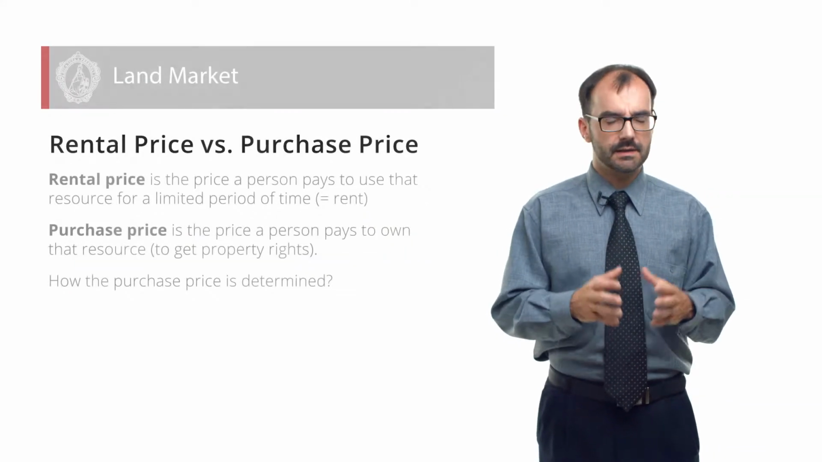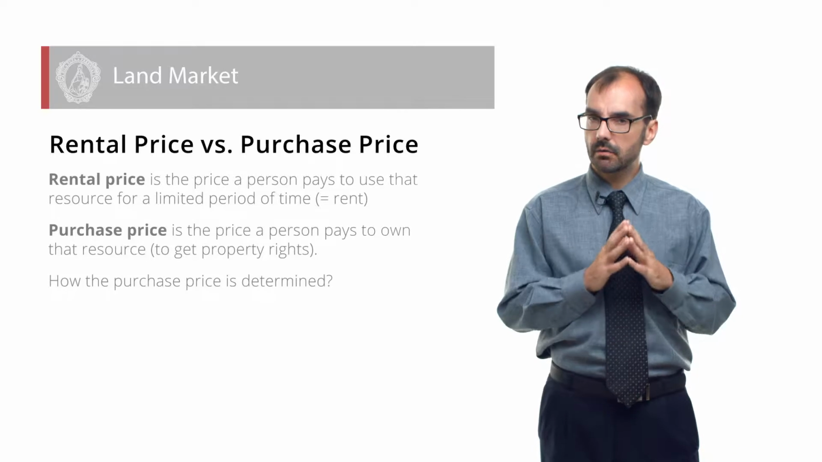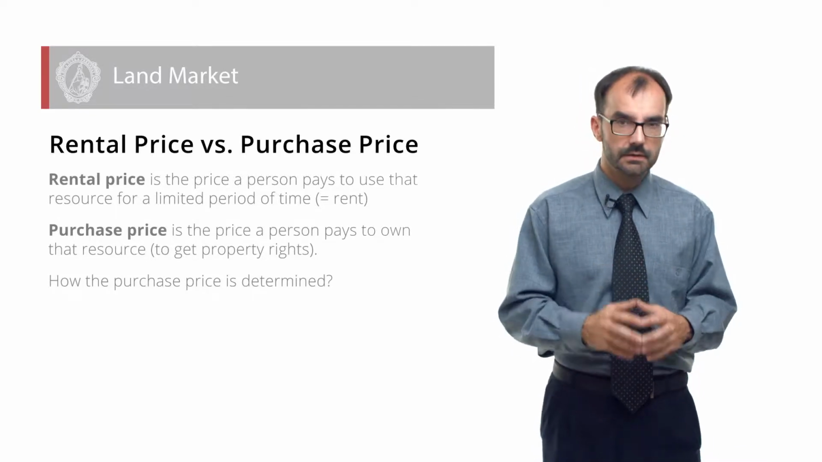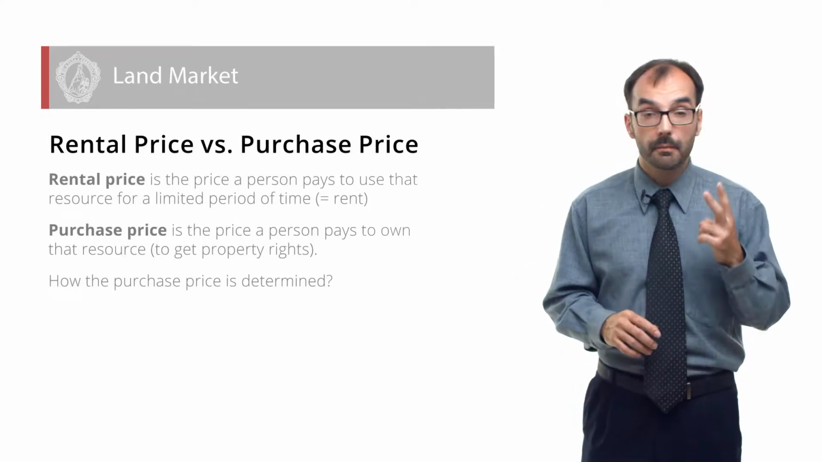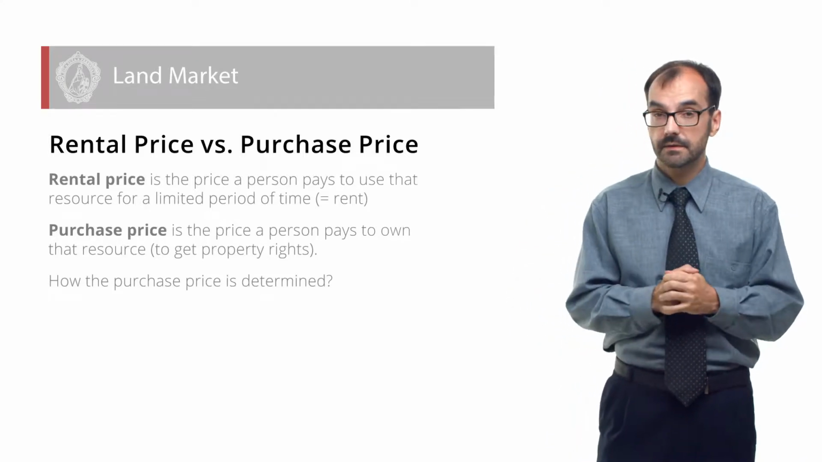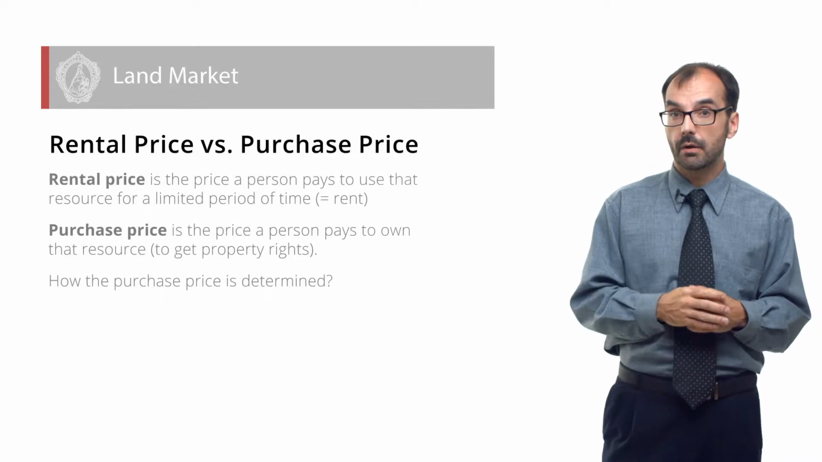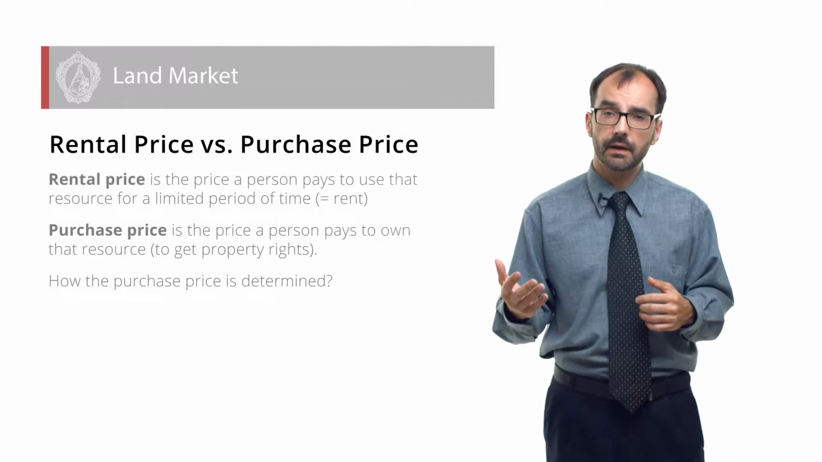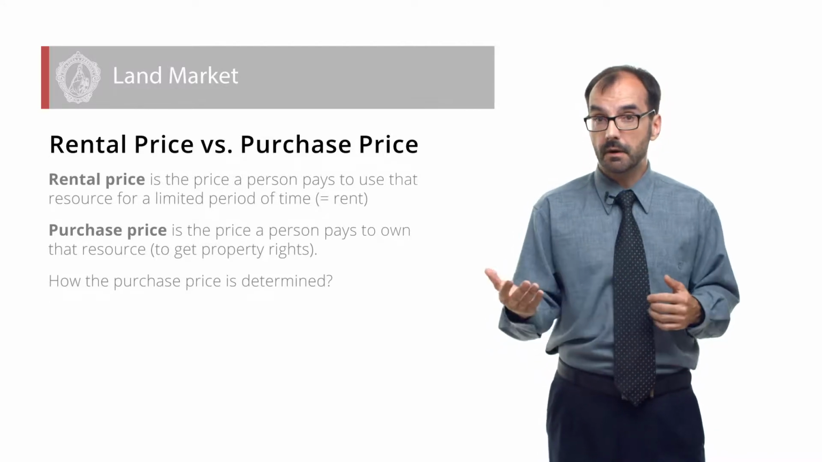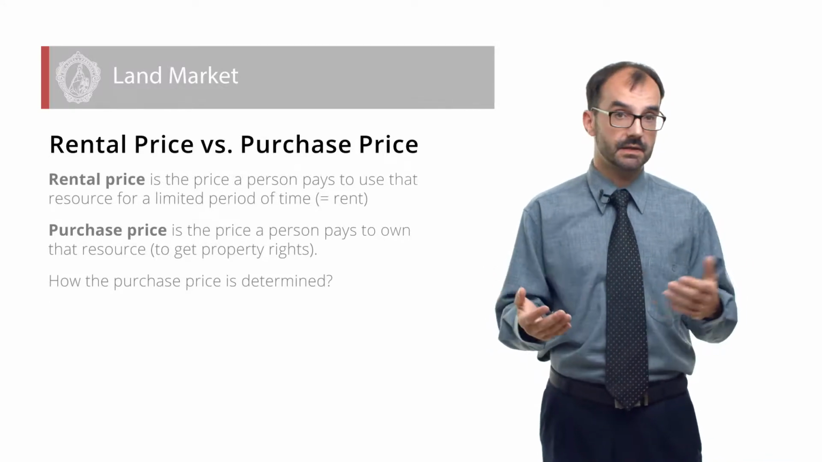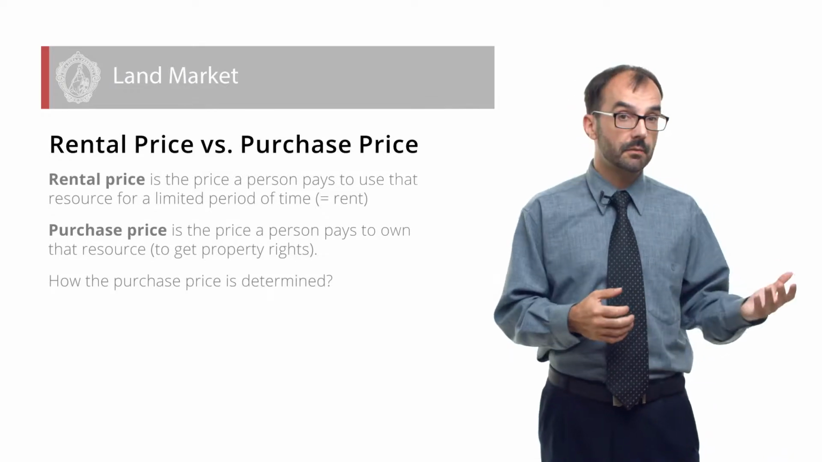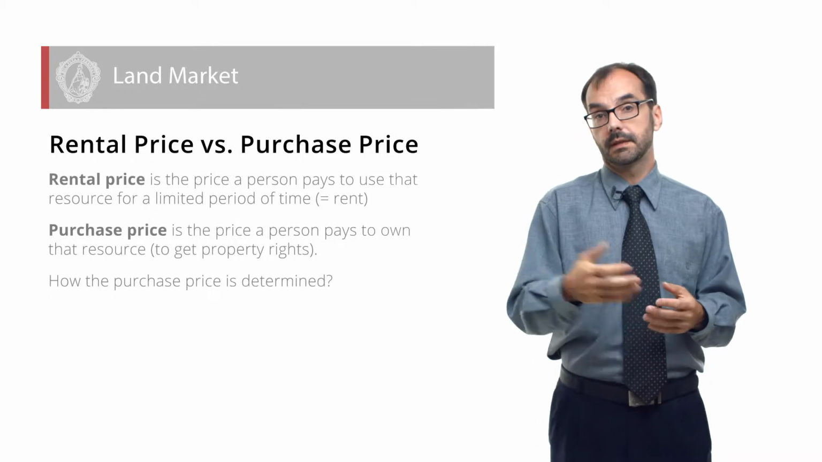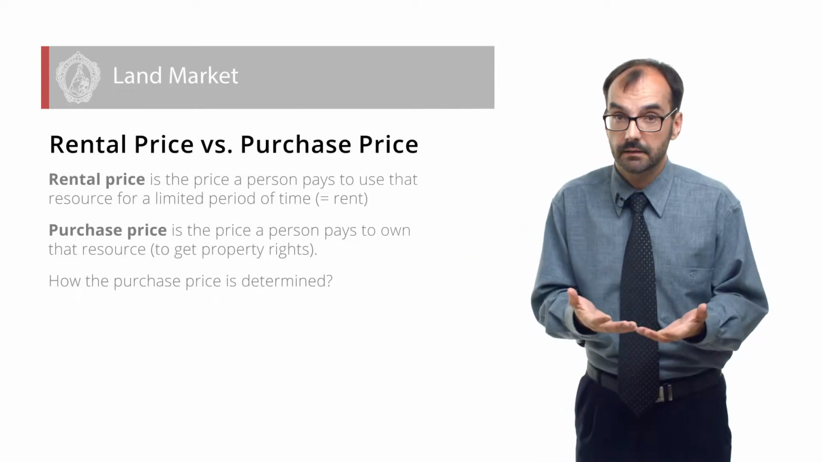Now, we can raise a very interesting question. Theoretically, every resource should have two prices. First, a rental price, or payment for using this resource for a limited period of time. For the labor market, this payment is wage or salary. For the capital market, this payment is the interest rate. For the land market, it's rent.